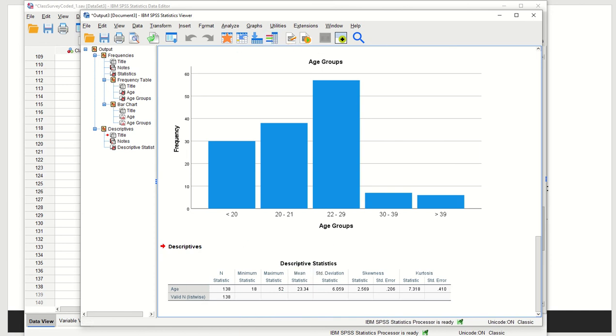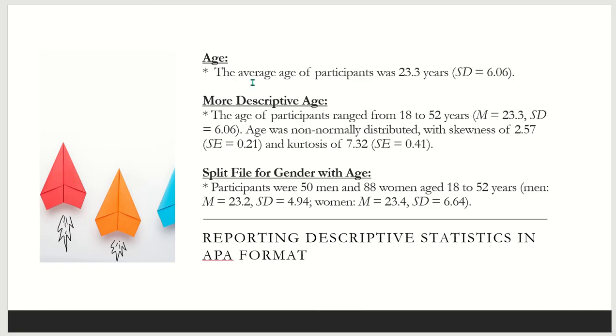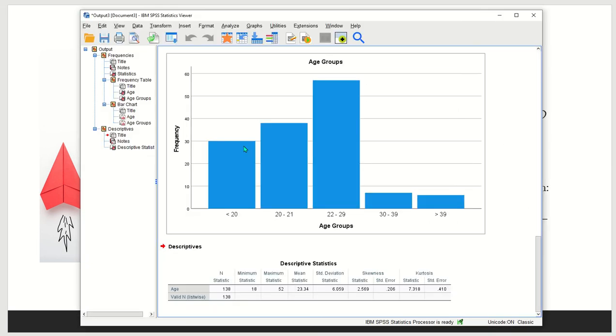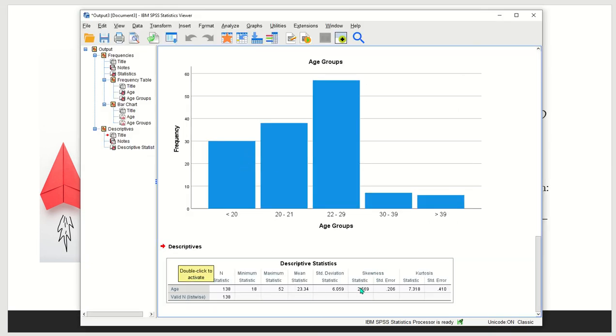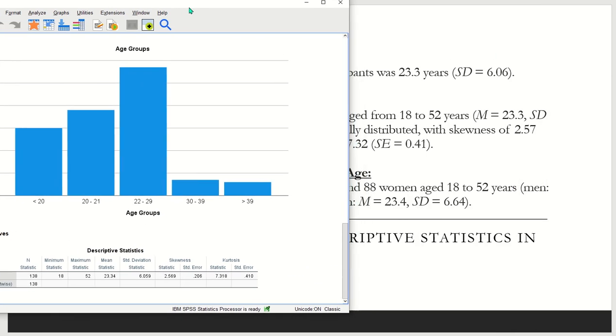So let's see here. For reporting, if I'm just going to report age, a simple, straightforward way, you can just report the average age of participants was 23.3 years, and the standard deviation was 6.06. And I can find that here, 23.34. We rounded it. And then the standard deviation was 6.06. So we rounded it to the tenths right there.